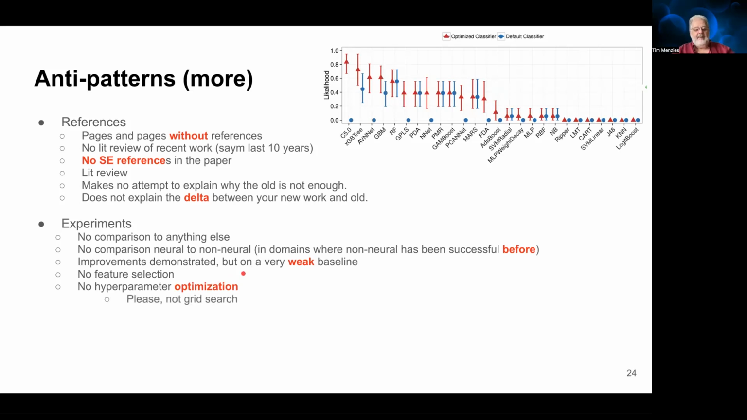And if you're going to do hyperparameter optimization, please don't do a grid search. Please don't do for loops for your options. There's so many things wrong with that. Email me and I'll tell you about that.